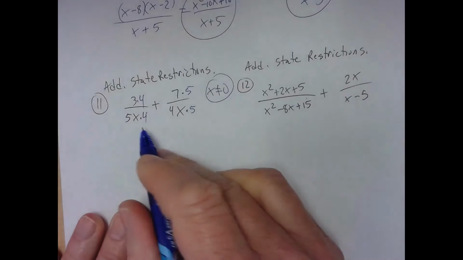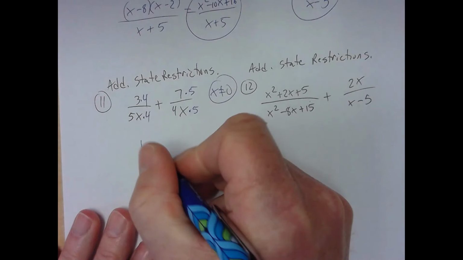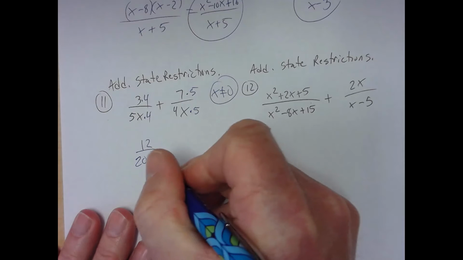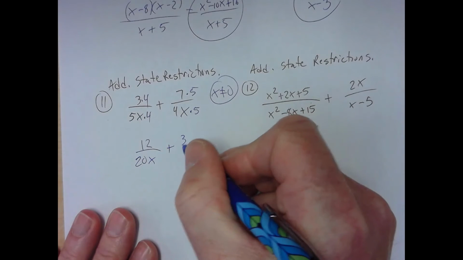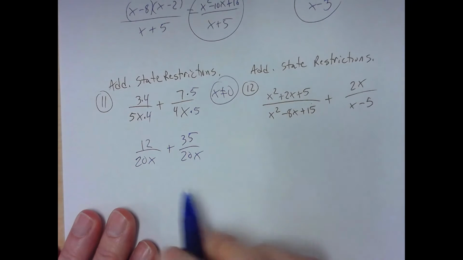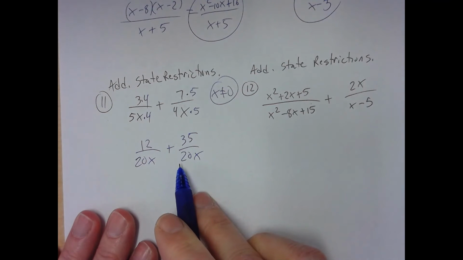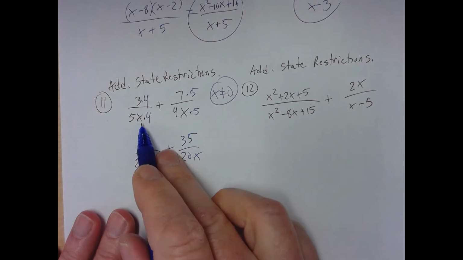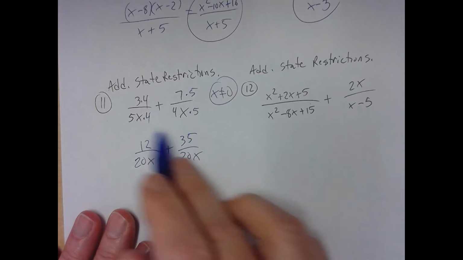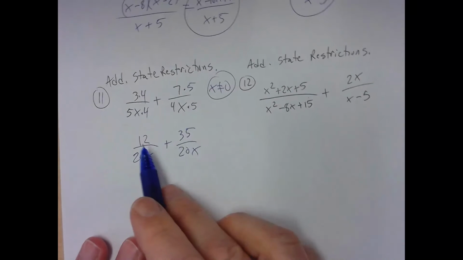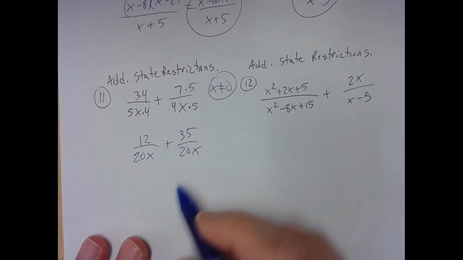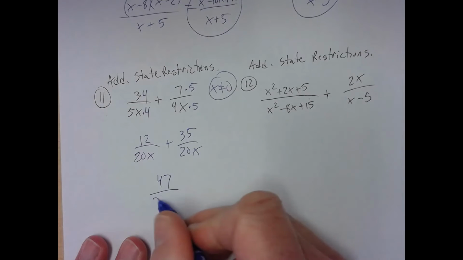So now these are both 20s, so this times this would be 12 over 20x, and then that would be 35 over 20x. So the denominators are the same. How did I make the denominators the same? By multiplying by 4s, by multiplying by 5s, and then those are exactly the same. So I have 12 things and 35 things make 47 things.